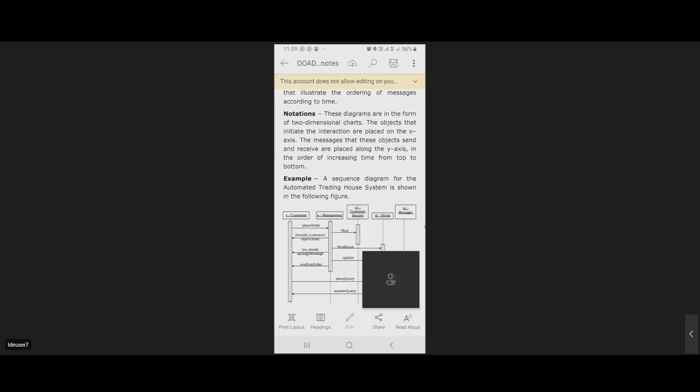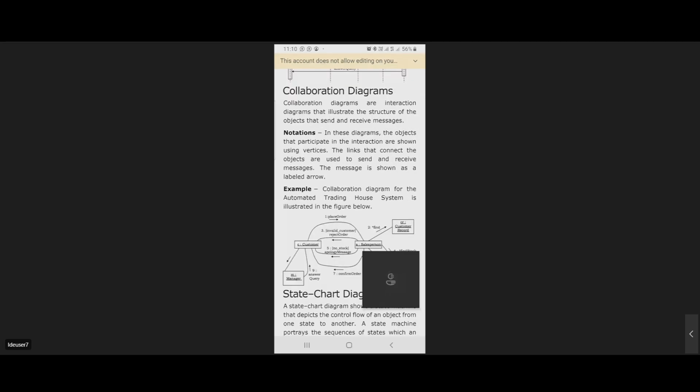Now the collaboration diagrams are interaction diagrams that illustrate the structure of the objects that send and receive messages. The notation: in these diagrams, the objects that participate in the interaction are shown using icons. Links that connect the objects are used to send and receive messages. The message is shown as a labeled arrow. This is again the example for the automated trading house system, showing the collaboration diagram.